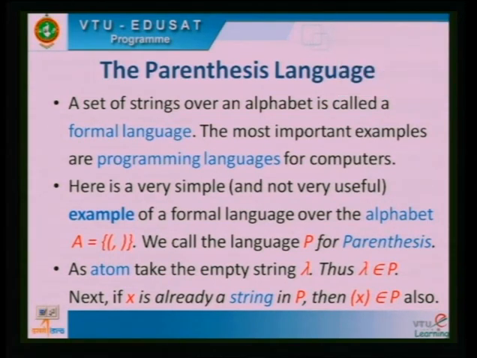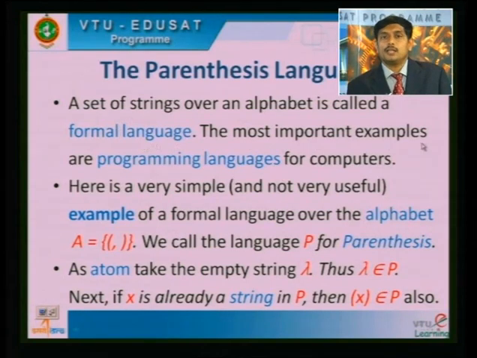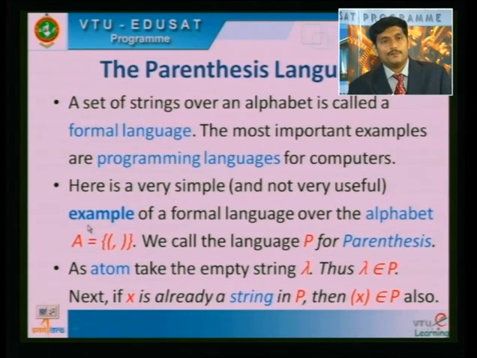Now, we give some examples related to languages. The parenthesis language: a set of strings over an alphabet is called a formal language. The most important examples are programming languages for computers. Here is a very simple and not very useful example. You must remember, exactly we cannot use this, but it is needed. In between some functions, this parenthesis language may be useful.